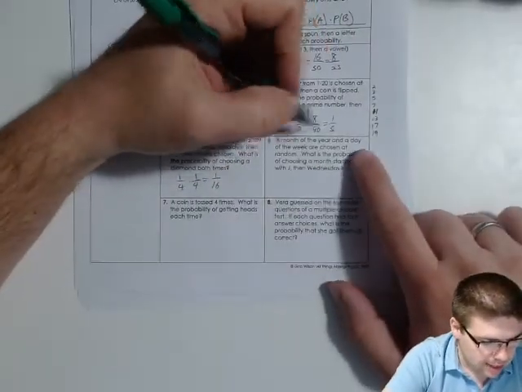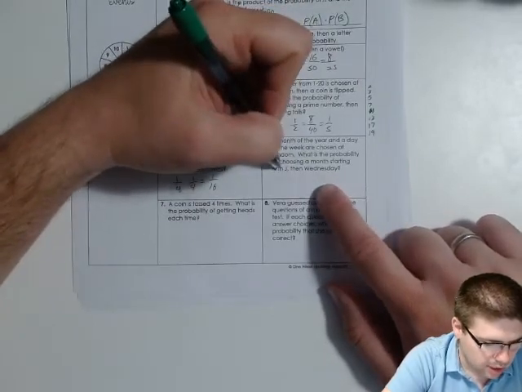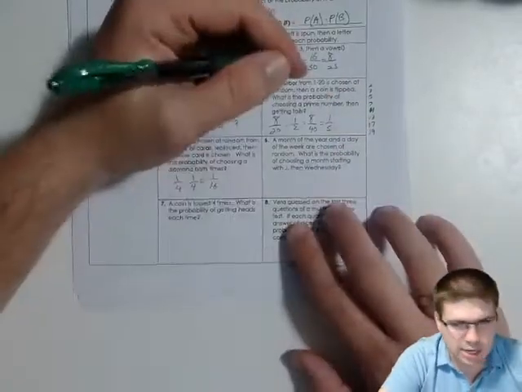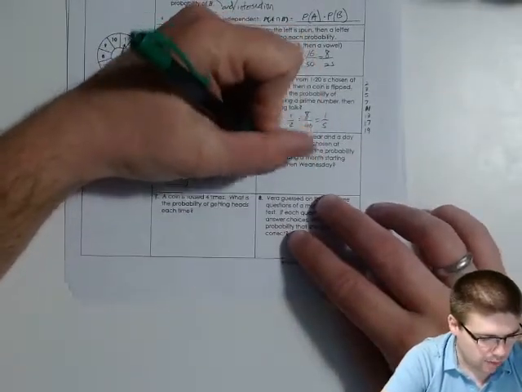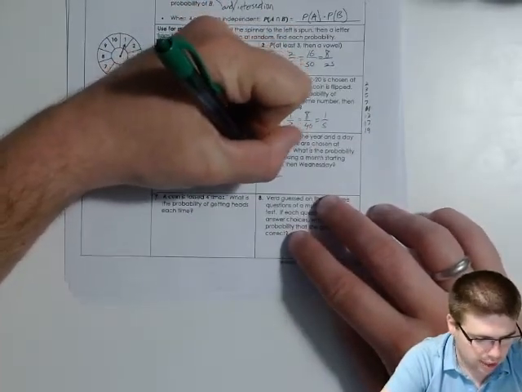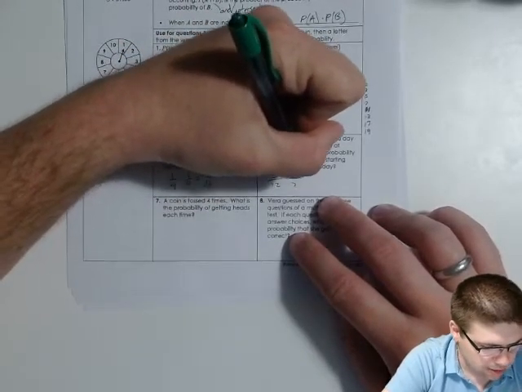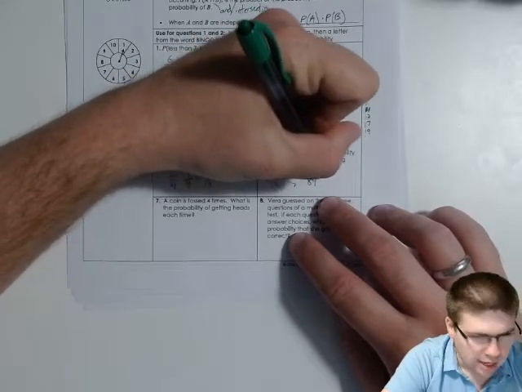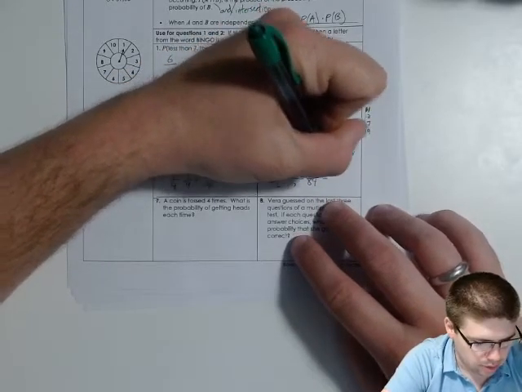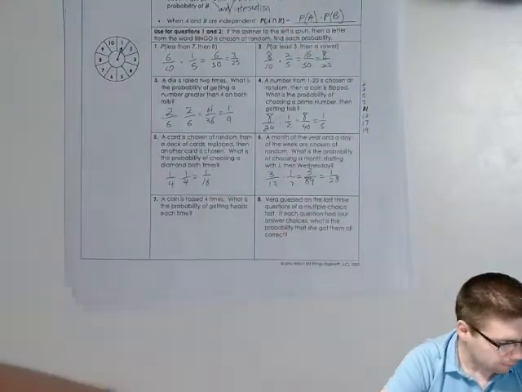A month of the year and a day of the week are chosen at random. What is the probability of choosing a month starting with J, then Wednesday? So our months that start with J, we've got 3. We've got January, June, and July. So 3 out of 12. And then picking Wednesday, 1 out of 7. And so if we multiply that out, we get 3 out of 84. And that actually does reduce. We can divide both those by 3, and we get 1 out of 28 for that one.